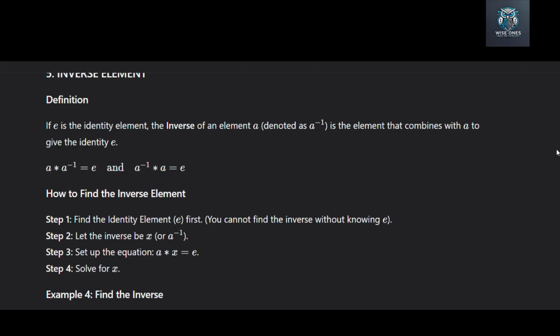Step 1, find the identity element E first. You cannot find the inverse without knowing E. Step 2, let the inverse be X. Step 3, set up the equation A star X equals E. Step 4, solve for X. Let us look at example 4.